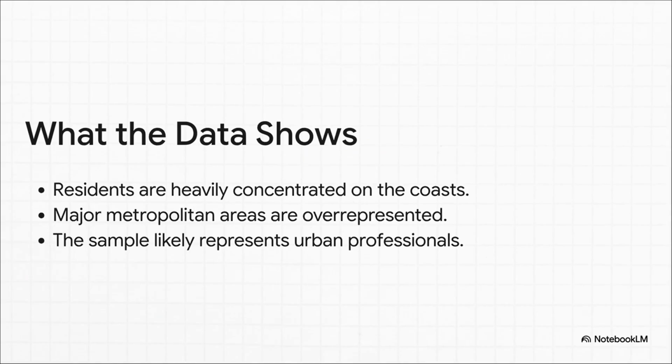So what's the real story? Well, first, these 500 people are massively concentrated on the East and West coasts. Second, huge cities like LA, New York, and Chicago are way overrepresented. And from all that, we can make a really good guess. This isn't a snapshot of the whole country. It's much more likely a list of urban professionals, not an average cross-section of the US population.